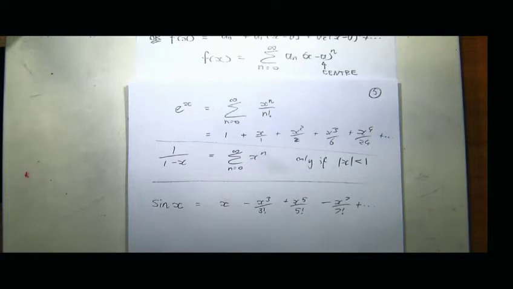Okay? I help myself to remember this one because if I divide everything by x, I'll get sin x over x equals 1 plus stuff. And if I sub 0 into that, I'll get 1. Sin x over x is 1 when x is 0. So that helps me remember that. But also, sine is an odd function, so it only has odd powers.